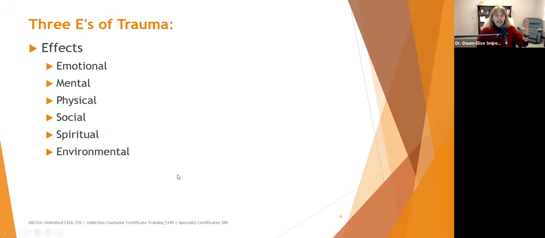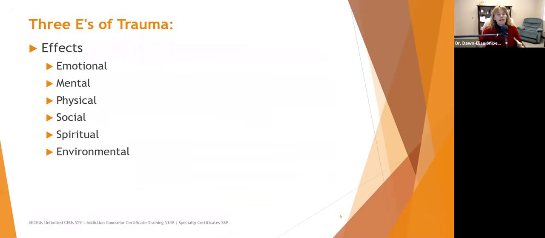And the third E is effects. So you have the event, the experience, and then you have the effects of it. What happened to the person is going to affect them emotionally. It's going to affect them mentally in the way they understand the world and perceive things, and maybe their outlook for a while. When people are in trauma, it will probably affect their memory, because when you're in trauma, your memory's not good. Let's just put it that way.